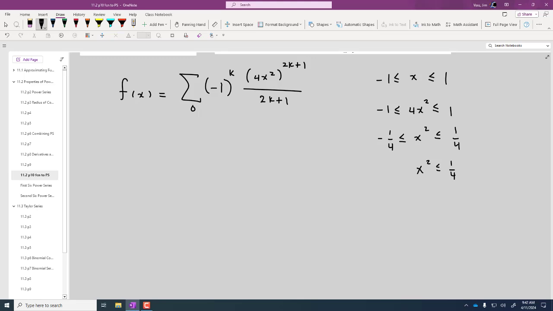So then we do the same thing. We can take the square root of both sides here. Just remember that the square root of x squared is absolute x. And so that gives us our interval. So our interval of convergence will be negative 1/2 to 1/2, including endpoints.